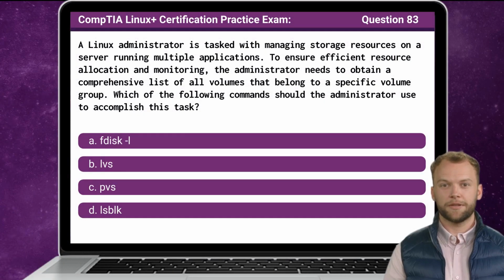Question 83. A Linux administrator is tasked with managing storage resources on a server running multiple applications. To ensure efficient resource allocation and monitoring, the administrator needs to obtain a comprehensive list of all volumes that belong to a specific volume group. Which of the following commands should the administrator use to accomplish this task?